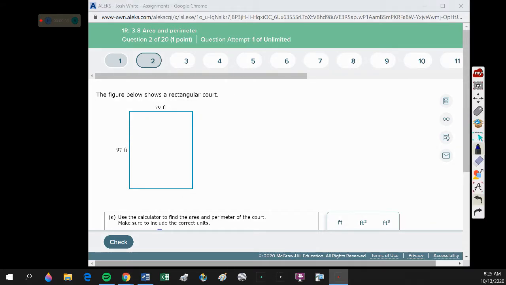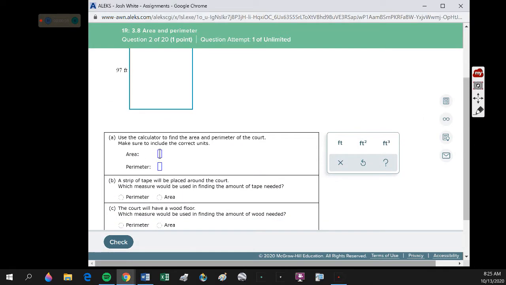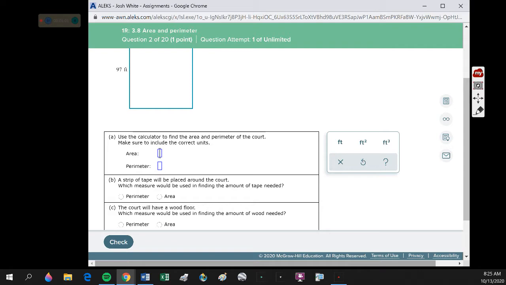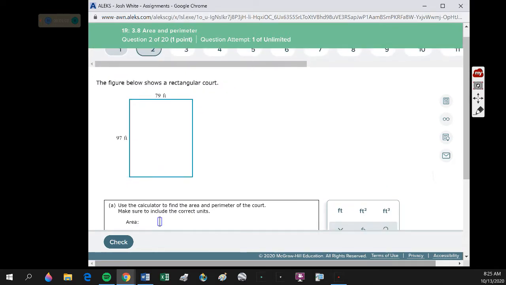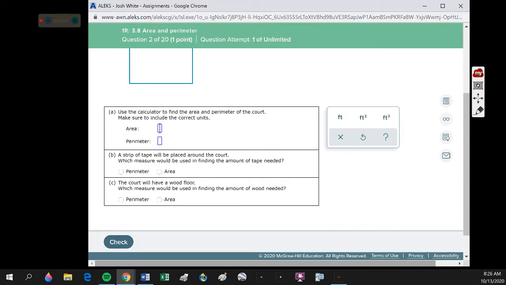Okay. So we have a rectangular court. Find the area and the perimeter. So that's, you guys know how to do that. B asks, a strip of tape will be placed around the court. Which measure would be used to find the amount of tape needed? B.